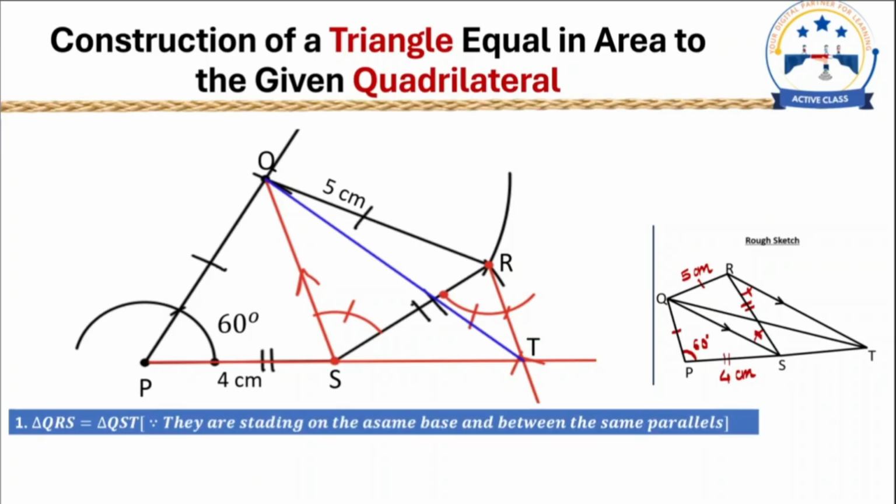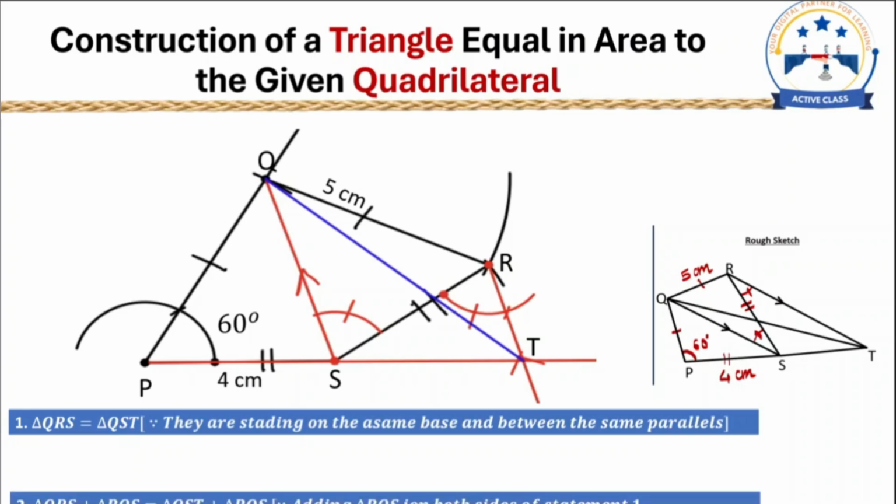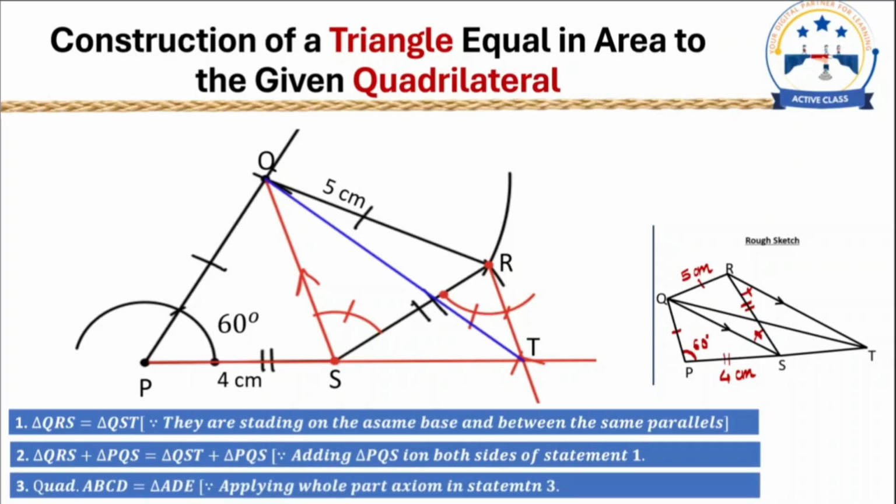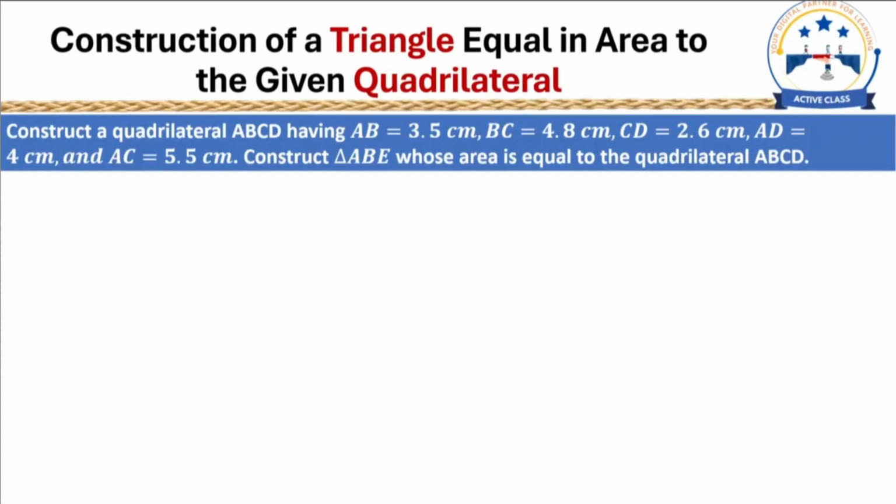here, triangle QRS is equal to triangle QST, because they are standing on the same base and between the same parallels. If we add triangle PQS on both sides of statement 1, then that gives us quadrilateral ABCD equal to triangle ADE. So these three steps are the reasons behind the quadrilateral being equal to the triangle, and we completed the solution of the question. Let's jump into the second question.